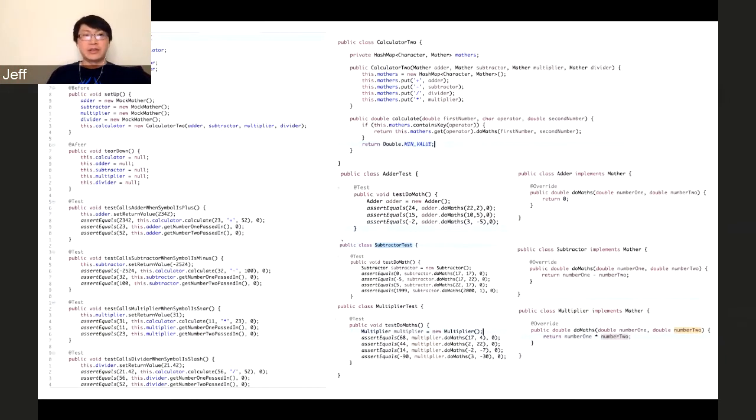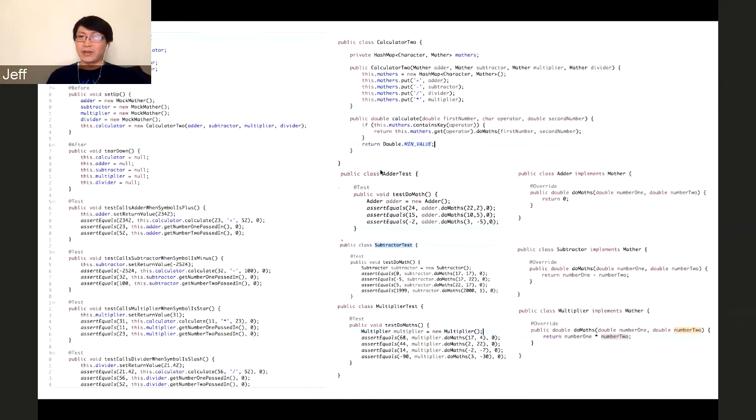You can see, instead of having just a single calculator class, the calculator's responsibility now is just to parse the operator symbol and pass your numbers on to the appropriate mathers, as I call it, which is an interface I define that just takes two numbers and returns another number. Oh, looks like the screenshot I took of the adder wasn't the finished product. Sorry about that, guys. This is an old one.